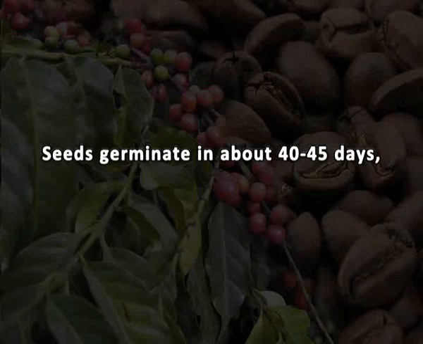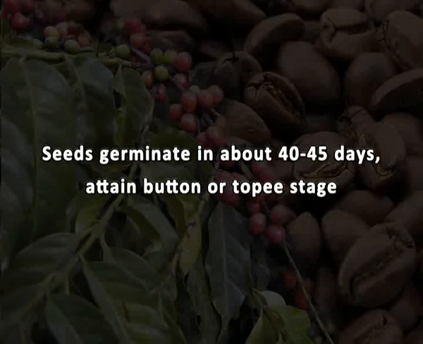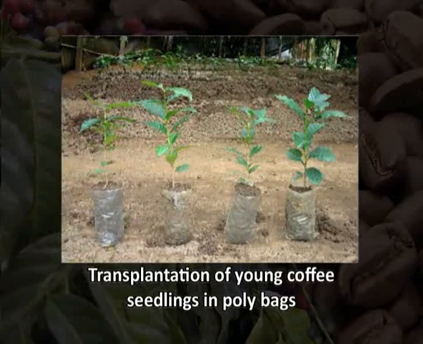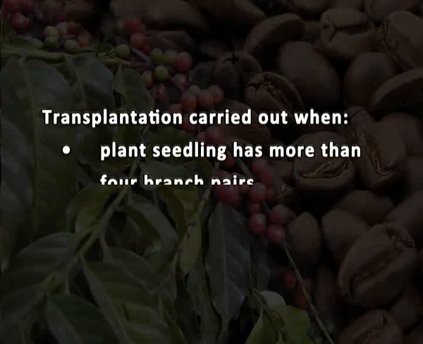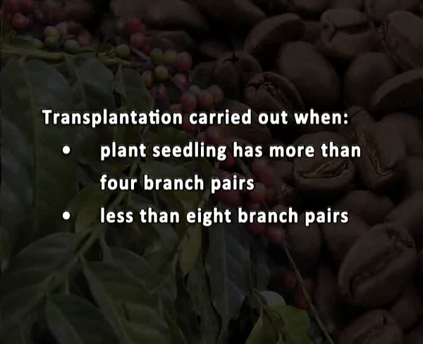These seeds germinate in about 40 to 45 days and attain button or toppy stage. Once this stage is reached, the mulch covering the beds is carefully removed without damaging the germinated seeds. The seedlings at toppy or button stage are then transplanted either into poly bags or in the secondary nursery beds. Transplantation is carried out when a seedling has more than 4 branch pairs and less than 8 branch pairs.